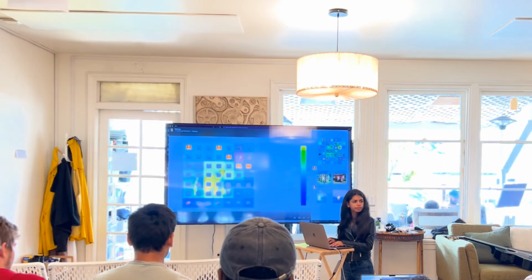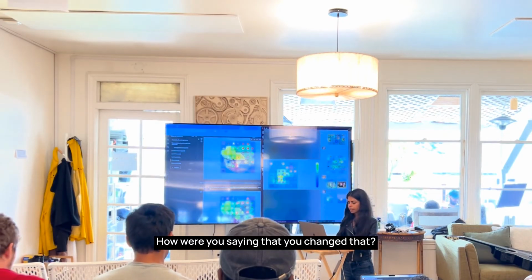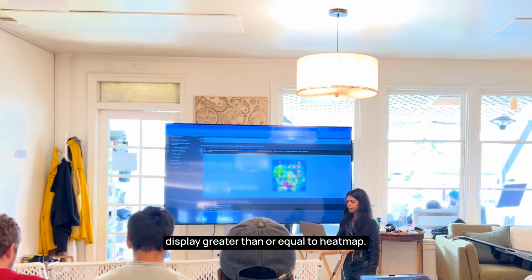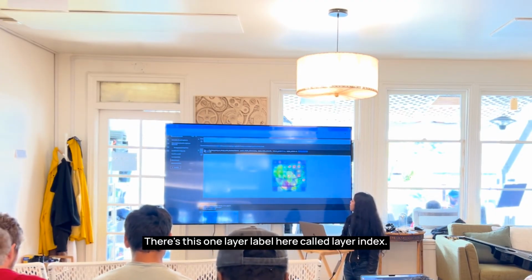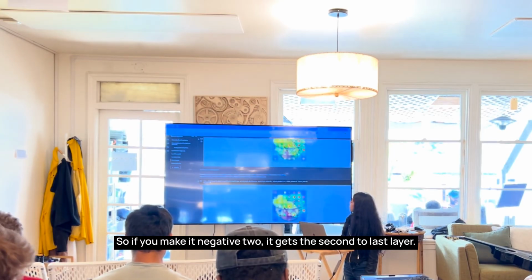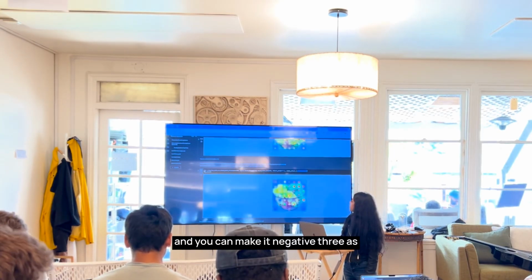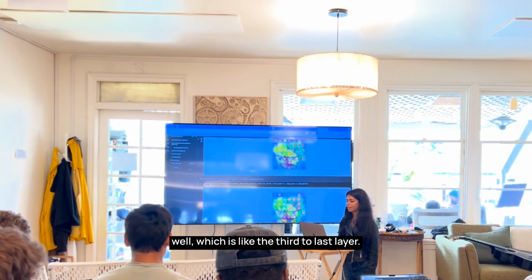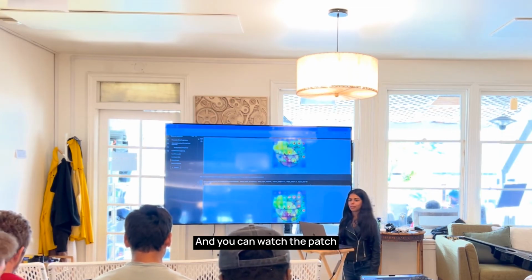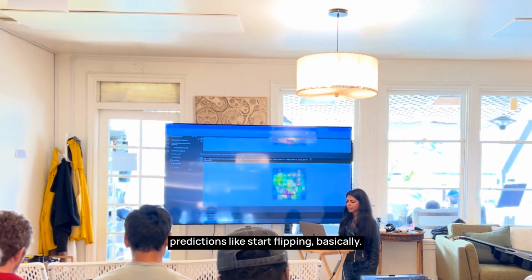Sorry, how are you saying that we changed that? Ah, yes. Display grid on imaging heat map. There's this one layer label here called layer index. If you make it -2, it gets the second to last layer. And you can make it -3 as well, which is the third to last layer. And you can watch the patch predictions start flipping basically.